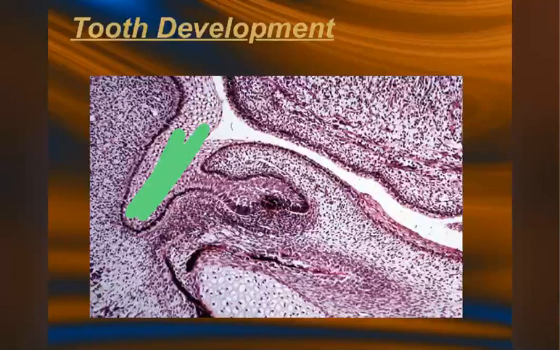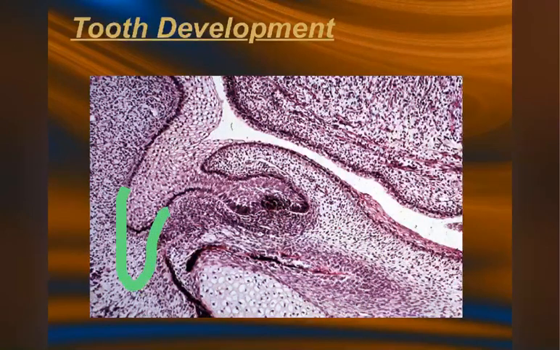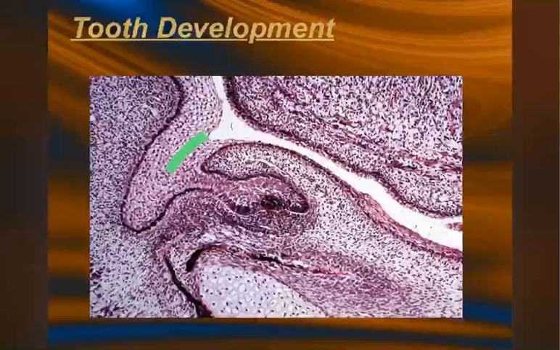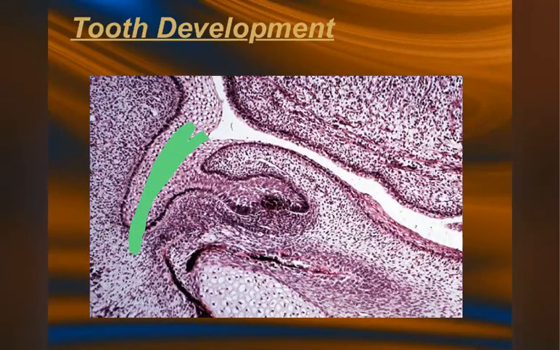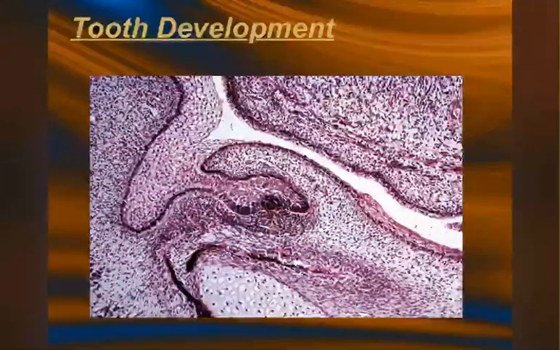Notice that the vestibular lamina here is a solid sheath. Not yet, no central degeneration yet. It should grow to its full depth. Then starts the central degeneration.